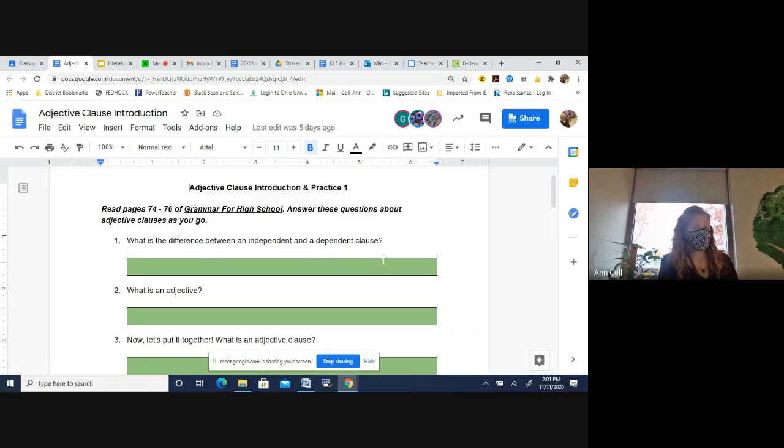So our next tool is called an adjective clause. So here's the definition of an adjective clause. A dependent clause that describes a person, place, or thing. For more about dependent clauses, see pages 68 to 73. Like all clauses, adjective clauses contain a subject and a verb.